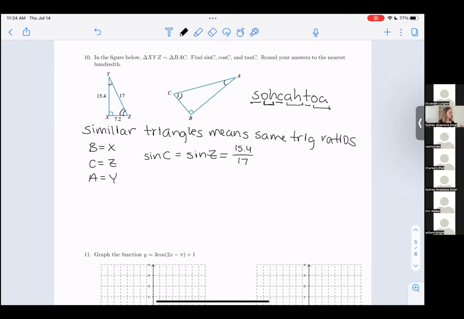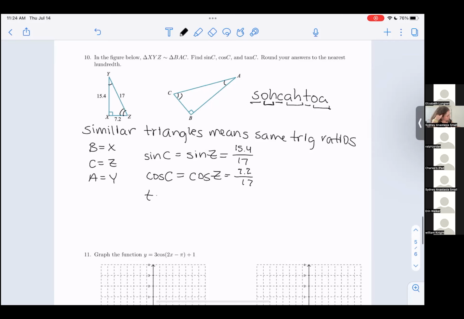And this says round your answers to the nearest hundredth. You can just plug these fractions into a calculator. Similarly, if we want the cosine of C, we know that's equal to the cosine of the corresponding angle in the similar triangle, which is Z. And from our acronym, SOHCAHTOA, the cosine is the adjacent side to Z over the hypotenuse. The side adjacent to Z is the side 7.2 over the hypotenuse of 17.